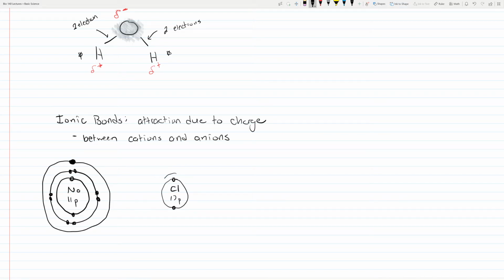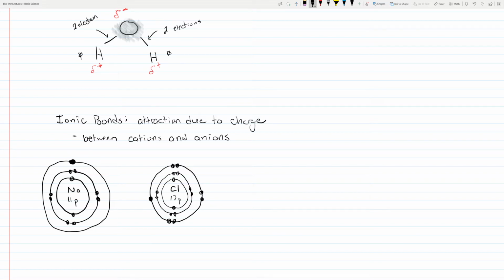1, 2. We're going to have a full second shell. 3, 4, 5, 6, 7, 8. And we're going to have a mostly full third shell. 4, 5, 6, 7. Okay. Now we already talked about before the formation of cations, and we talked about the formation of anions. What sodium is going to want to do is get rid of the electron to stabilize its valence. And Cl is going to want to add an electron in order to fill out its valence.